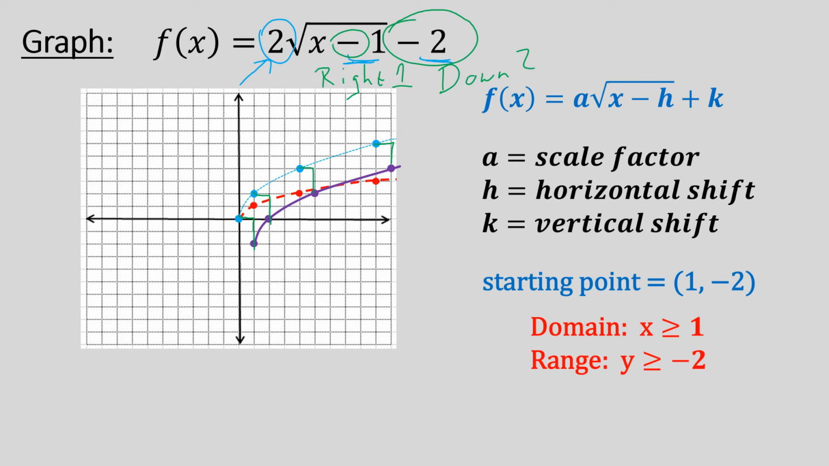Domain here would be starting at 1. X starts at 1, it goes to the right, so x is greater than or equal to 1. The range, if we look at the graph, we can see it's starting at -2. It's going up, so y is greater than or equal to -2.